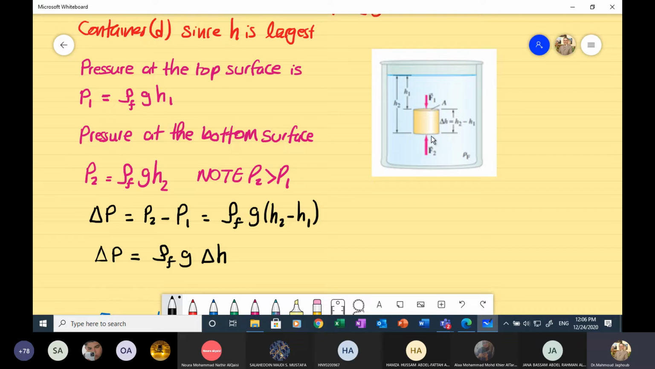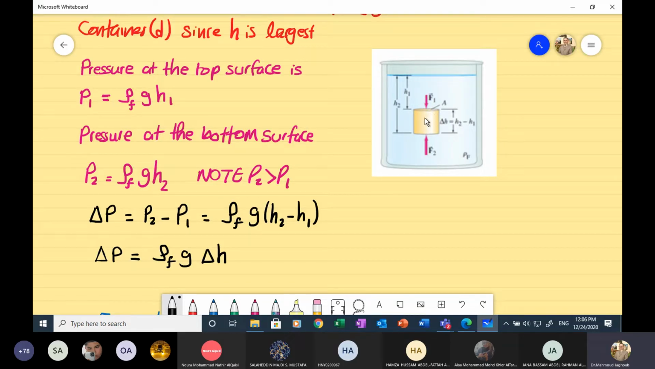So why is the pressure higher here? H is larger. H2 is higher. This point here is at a larger depth below the surface of the water than this point here. So the pressure here is greater than the pressure here.